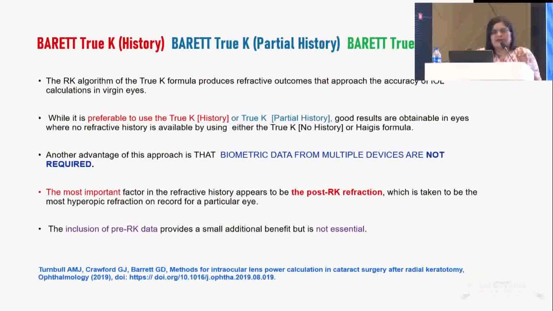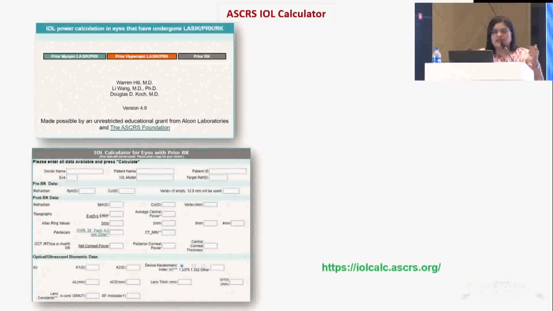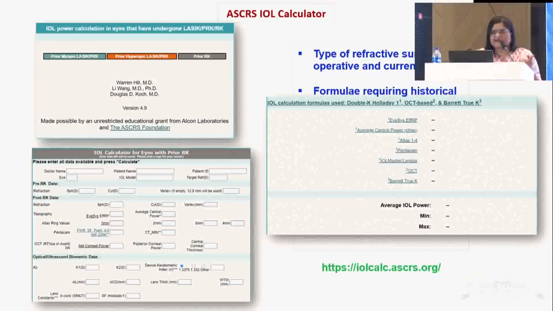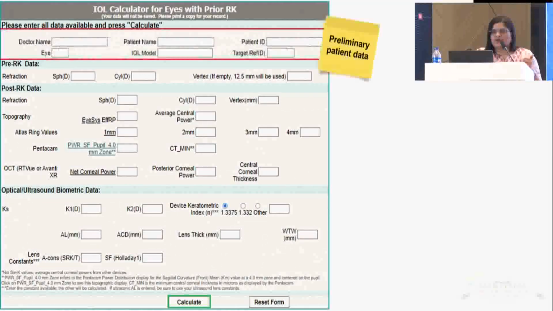This approach, where you are having these formulas in a single machine, means the biometric data from multiple devices are not required. It is a very big plus point here. Also, here the post-RK refraction is very important, which has to be taken as the most hyperopic refraction on record for a particular eye, which I mentioned has to be early in the morning. And the inclusion of pre-RK data provides a small additional benefit, but it is not essential. We've already talked about the ASCRS calculator, and I'll not go into the details of this.